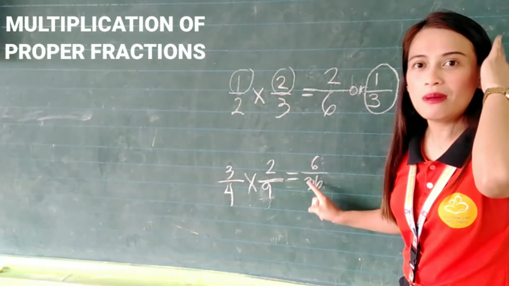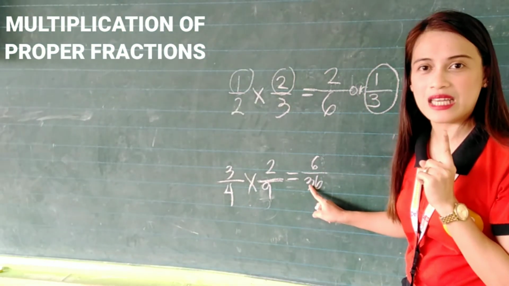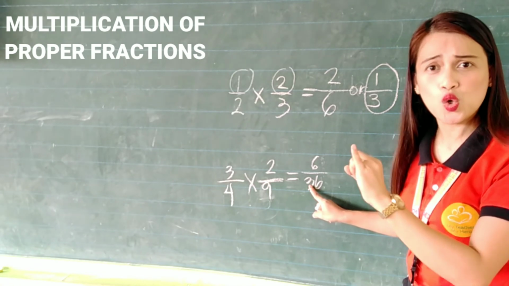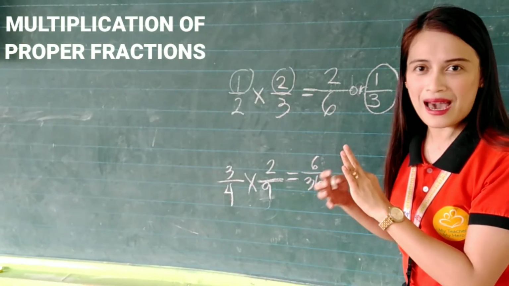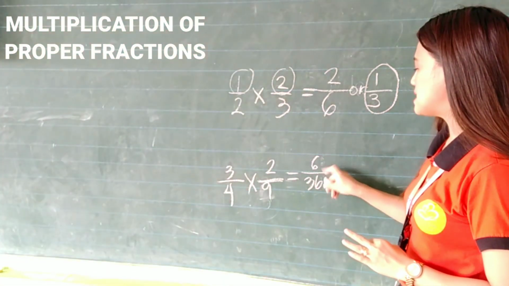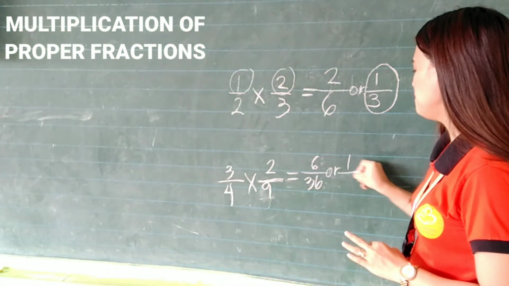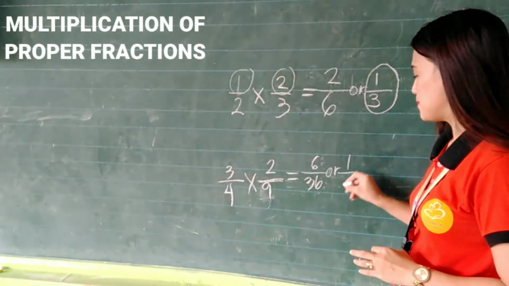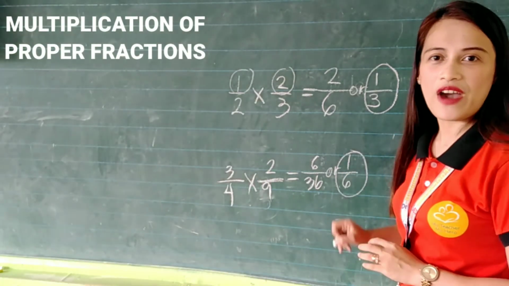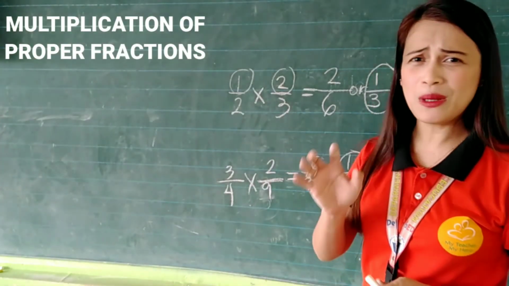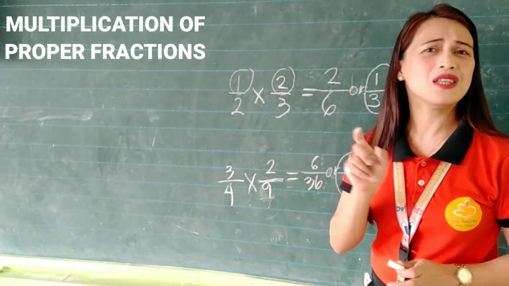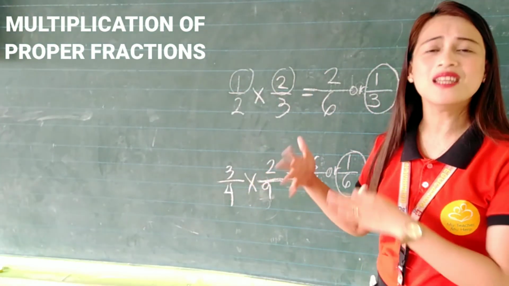Pwede naman ma-divide kay 6, so diretso na natin i-divide kay 6. Again, pwede siya kay 2, pwede kay 3, pwede po kay 6, pero mag-diretso na tayo kay 6 para madali tayong maka-answer. So, 6 divided by 6, 1. 36 divided by 6, 6. So, the final answer is 1 over 6. So, that's it. Just multiply numerator by numerator, denominator by denominator, and then reduce the answer to its simplest form.